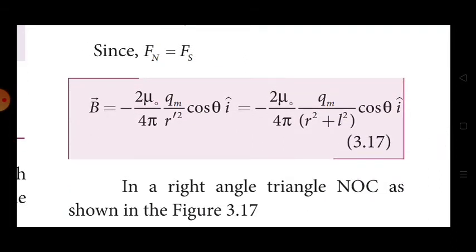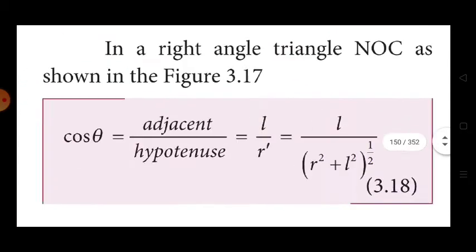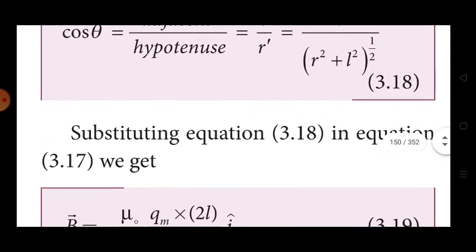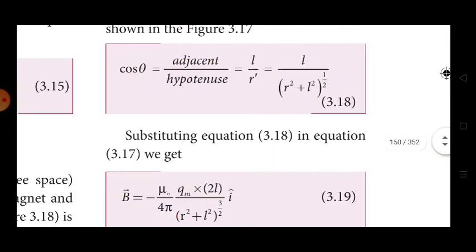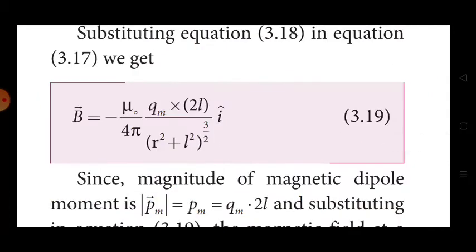derivative 3.17. In the right angle triangle NOC, in the diagram, cos theta is equal to adjacent by hypotenuse, that means 1 by r dash. So we have to substitute this, 3.18, that is 1 by (r square plus l square) whole 1 by 2. Substituting equation 3.1 and derivative 3.17, finally we will get derivative 3.19: minus mu naught by 4 pi, Qm 2L by (r square plus l square) whole 3 by 2, I cap.